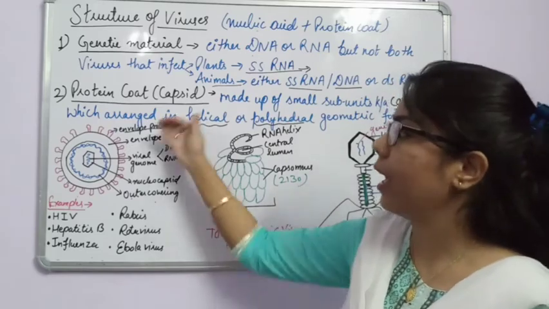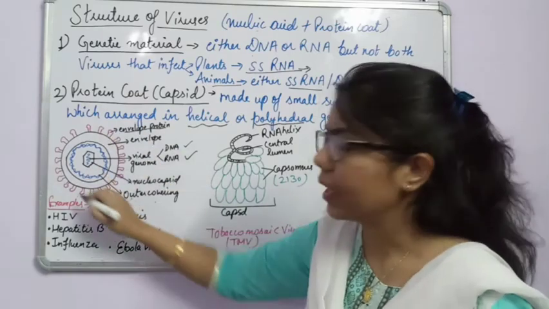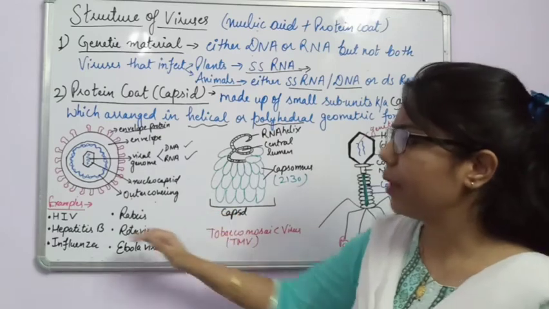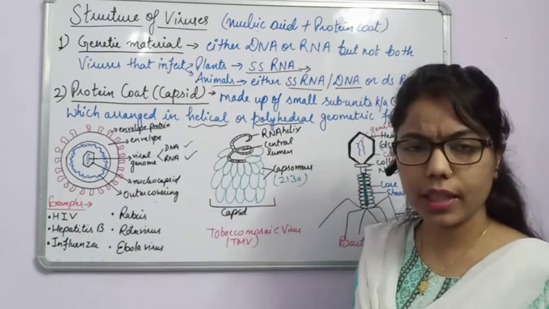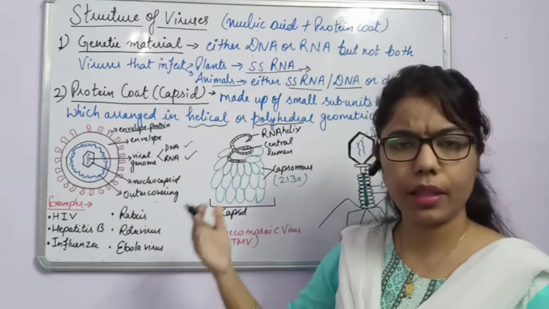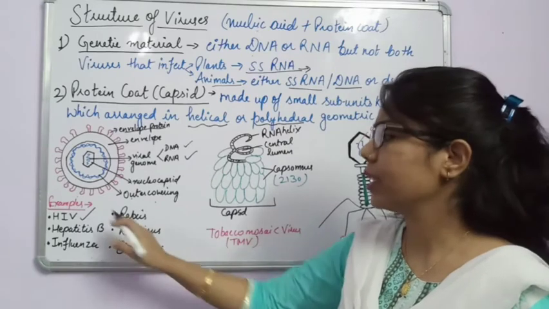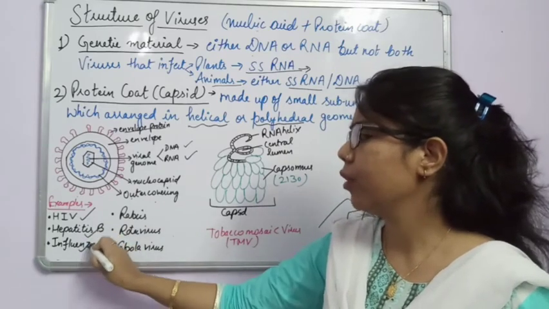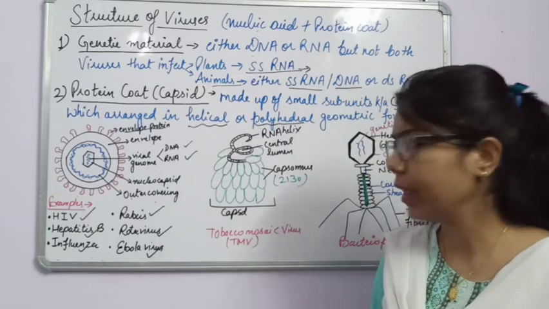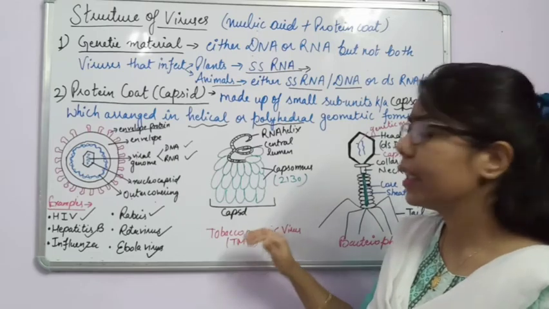Okay, or we can say it will help the virus to attack the host cell, and this will decide the structure of the viruses also. Fine. So here I have mentioned some examples which are causing diseases in animals, or we can say in humans. Okay, HIV, you all know about the HIV virus which is causing AIDS, hepatitis B, influenza, rabies, rotavirus, Ebola virus.